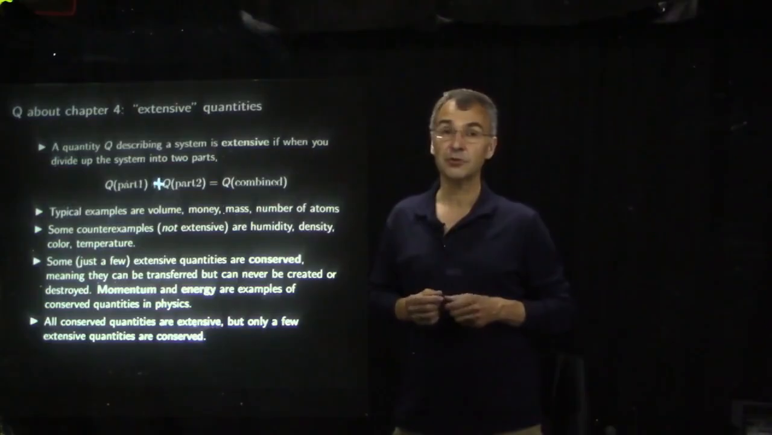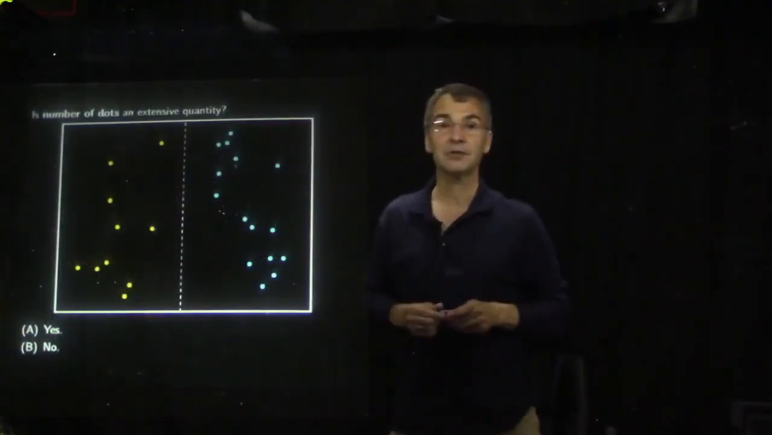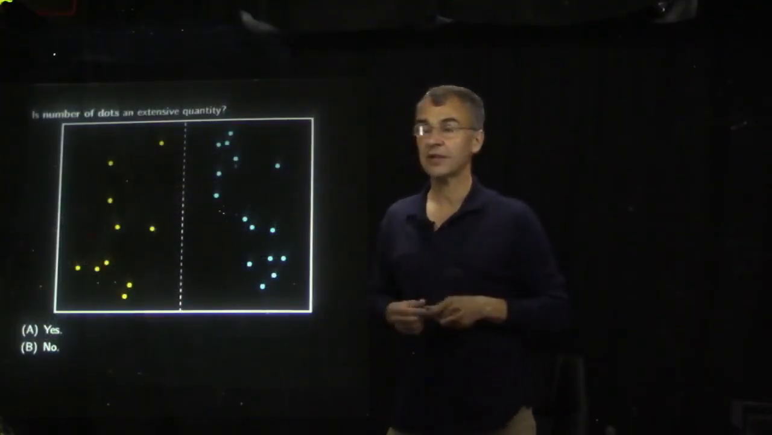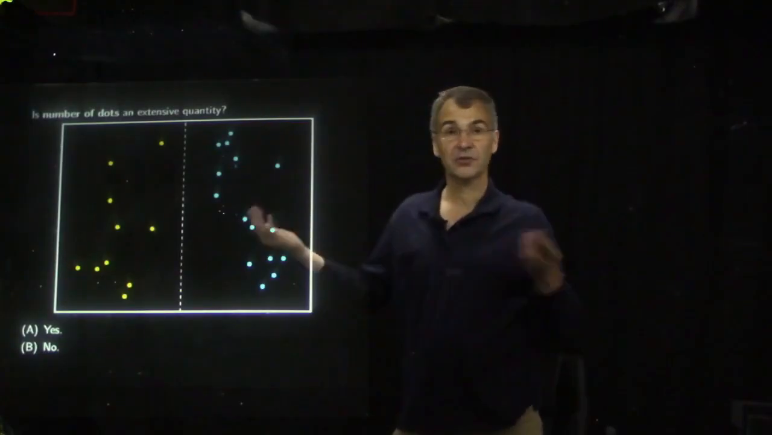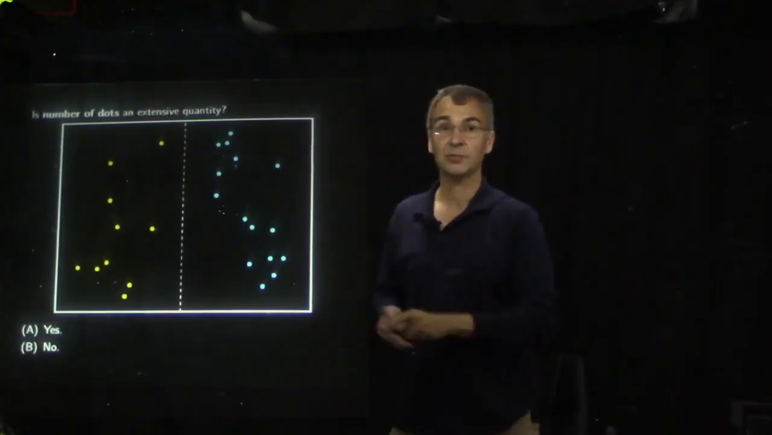We discuss it here to build up intuition about conserved quantities and systems. A few examples may help. For instance, how about number of dots? Is number of dots an extensive quantity? I think so. Look, I've got this many dots on the left, say 10. I've got, let's say, 15 dots here. I say, what's the total number of dots? It's 25 dots. I'd say yes for dots.